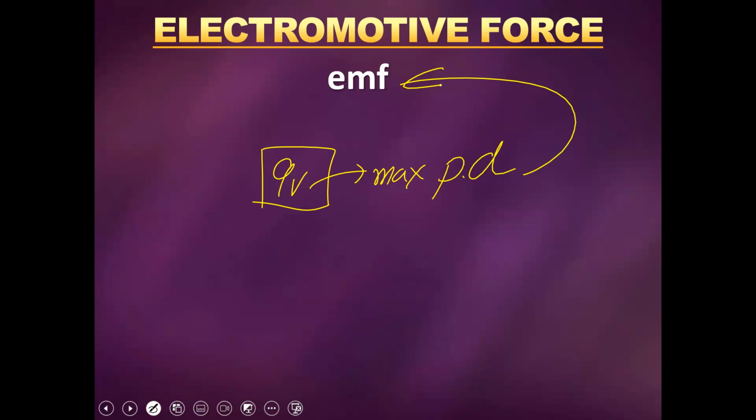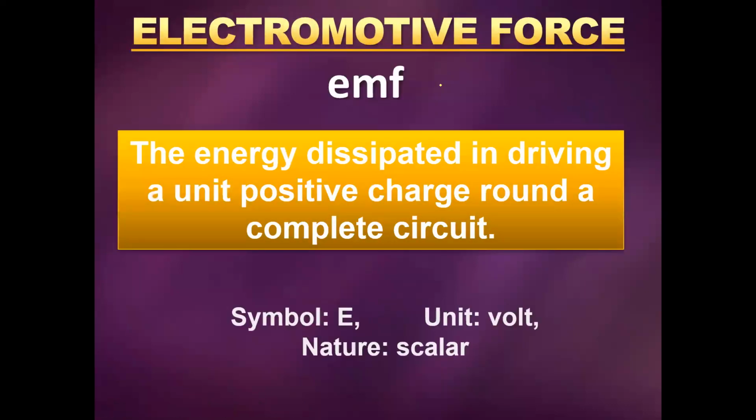Whenever you buy a cell or a battery, it is written on it how much voltage it can produce. This is called EMF. Let's put the definition. The energy dissipated in driving a unit positive charge round a complete circuit. The symbol is E. Its unit is volt. And EMF is a scalar.